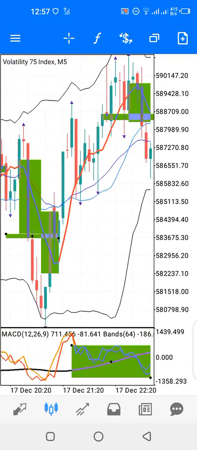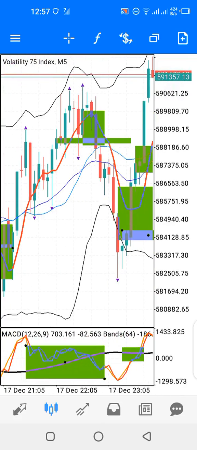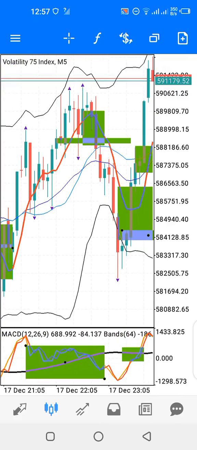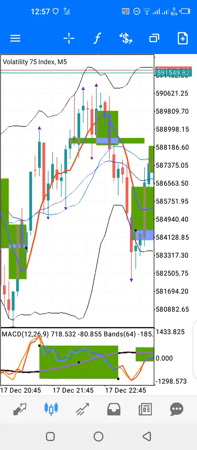Okay, make sure you backtest on demo. Don't rush to go live, so that you don't lose your money. Try it on a demo account first before going live. Okay, all right, that's that for the strategy.